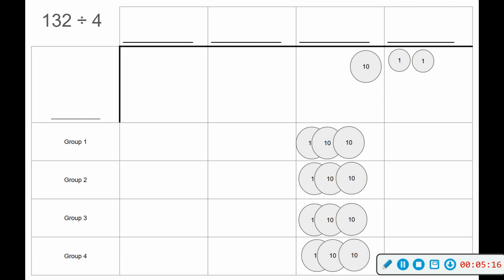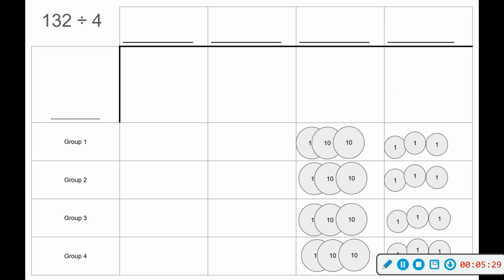So that 10 will be exchanged for 10 ones. Now, I have 12 ones. Could I put 12 ones into 4 groups evenly? Once you do that, you will see that there are 3 ones in every single group, and it's even. That way it's fair. So now my answer, of course, will be how many are in each group.